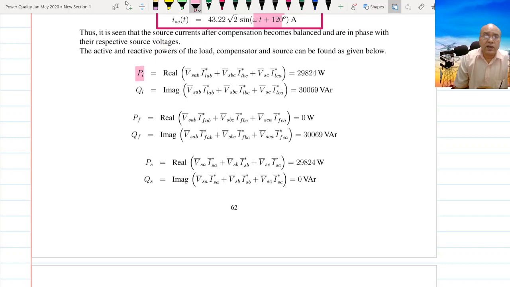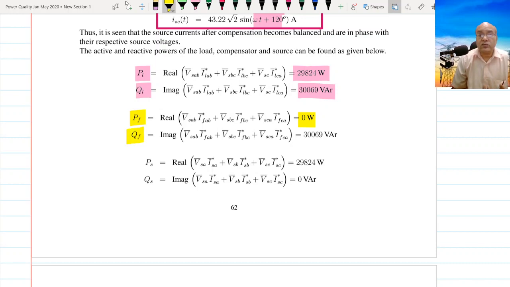See load power PL and QL 29,824 watts, 30,069 watts. And if we compute the B phase of compensator, it is 0 watts. This means there is no real power involved with this filter. The net real power equal to 0. But the individual phases may have some plus or minus power.